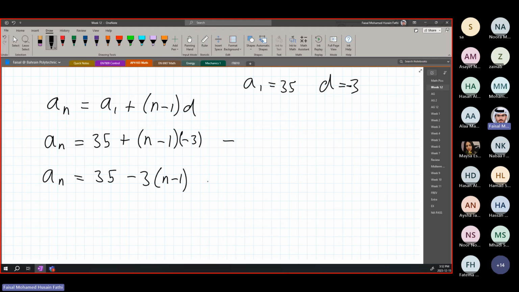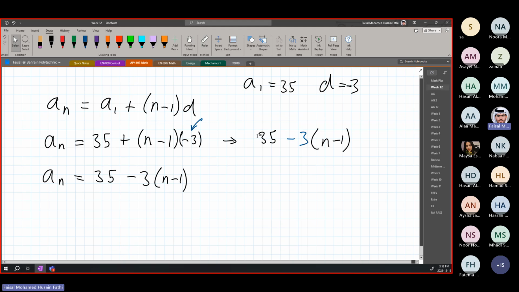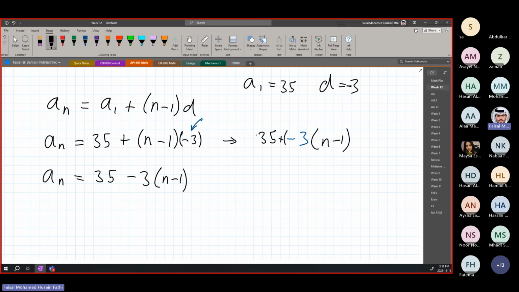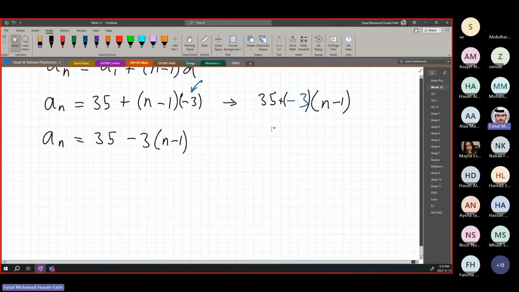Just to clarify how I did this, this minus 3, I took it to the other side. So this is basically 35, okay? And this minus 3 over here, I just took it and put it beforehand. So I put the minus 3 over here, okay? And then I just put whatever's in the brackets, n minus 1. It's the same as saying plus minus 3, because plus times minus is minus, and then minus 3. Okay, so don't get too confused by this.